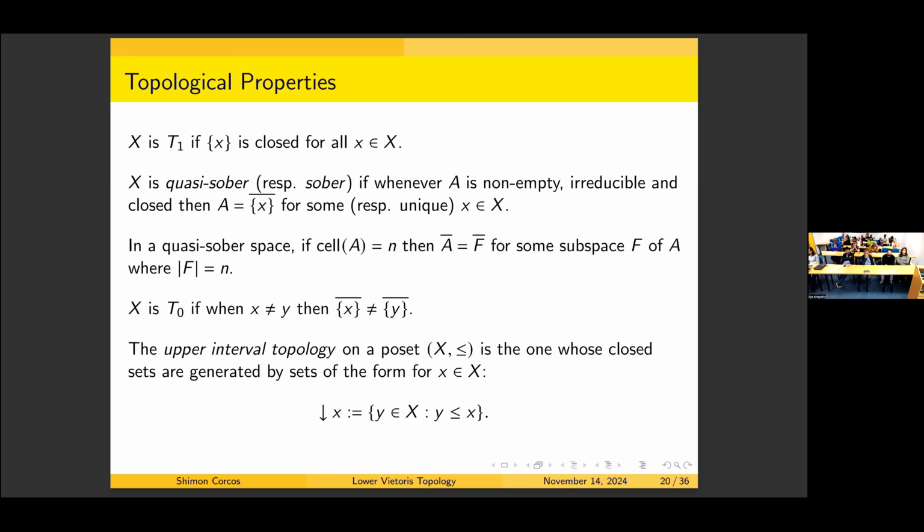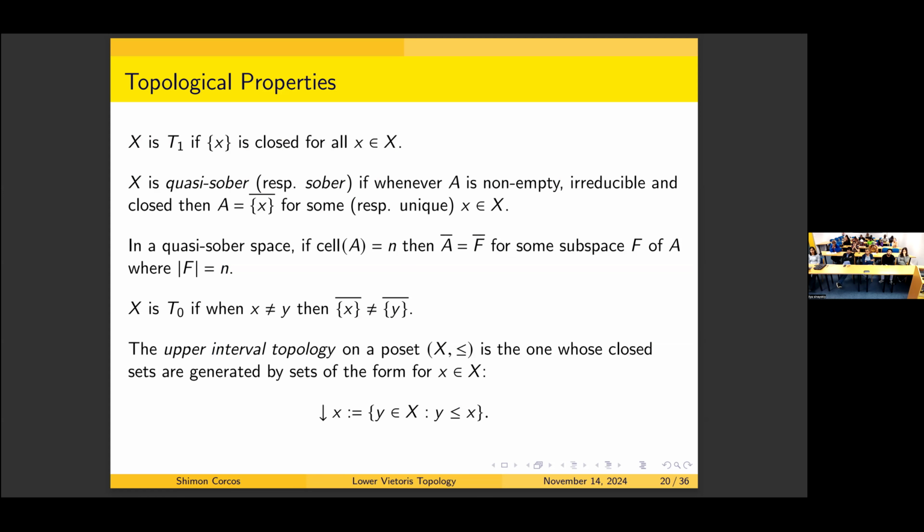We say that X is T1 if all of its points are closed. We say that X is quasi-sober if every non-empty, irreducible, closed subspace is the closure of some point. It is sober if we specify that it must be the closure of a unique point. The sober property is more commonly discussed, but we're introducing quasi-sober because it gives us an easier notion to work with when we encounter non-linear spaces.